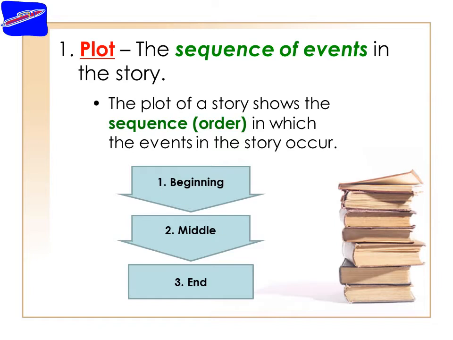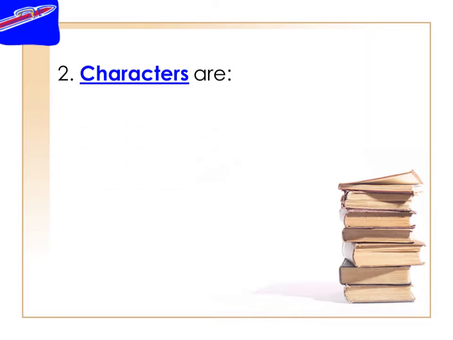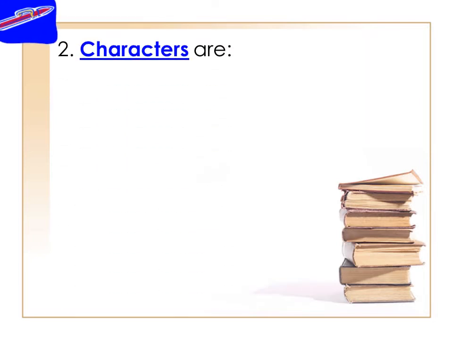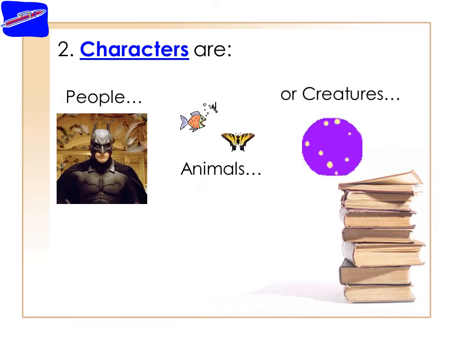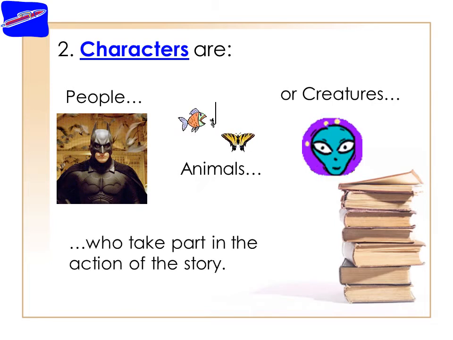Every story that is written that's worth reading about has different stages of plot. The next element that we want to talk about is characters. Characters are defined as the people, animals, or creatures who take part in the action of the story. They are the ones that the story is written about.